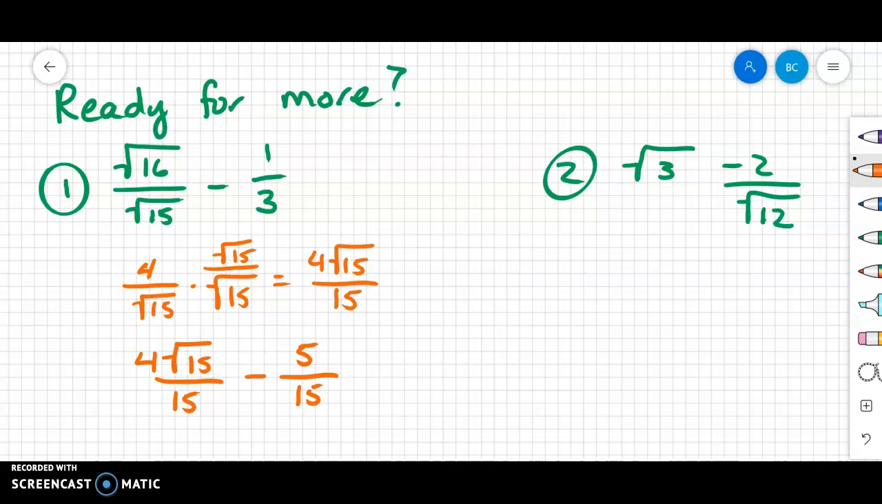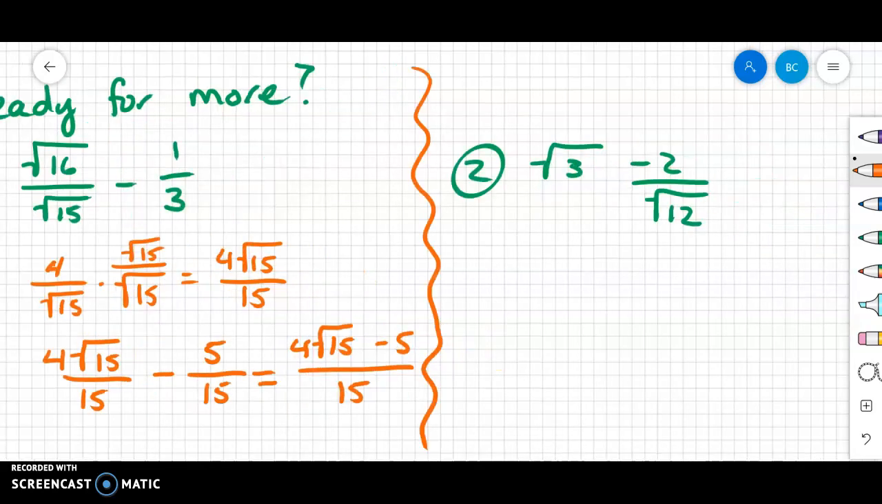Now that I have a common denominator, I know that I'm just going to add or subtract my numerators. So this problem actually simplifies to 4 times the square root of 15 minus 5 all over 15. And that might not seem really simplified to you, but I have made it into one expression with the same common denominator.